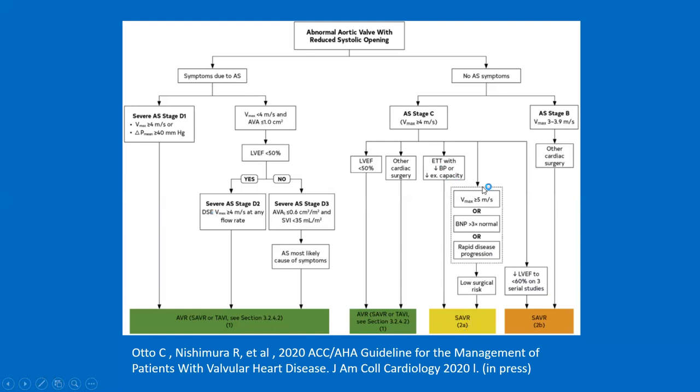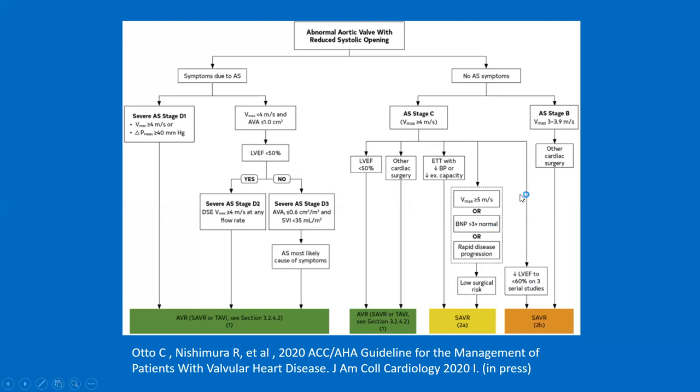In patients who have very high velocities, a very high gradient, more than 5 meters per second, or brain natriuretic peptides threefold the normal, or rapid disease progression, and they are a low surgical risk, surgical aortic valve replacement is recommended as a 2A class.